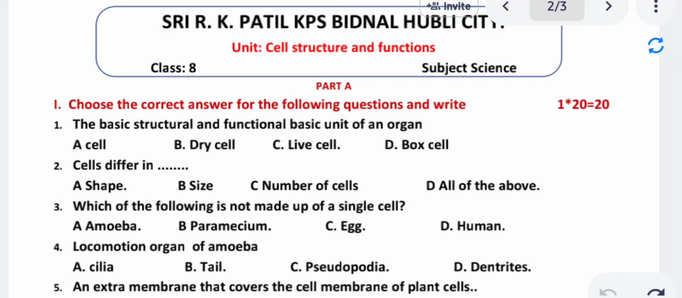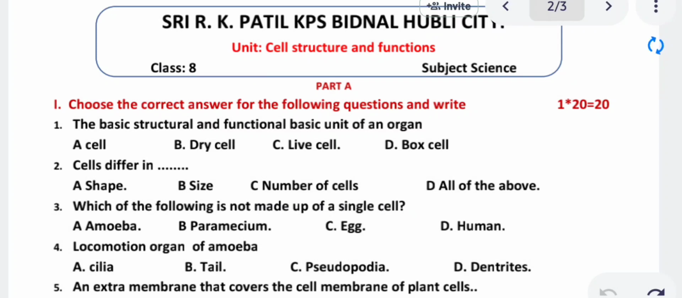Hello children, today we will discuss the unit cell structure and function for your examination. Class 8 subject science. Part A is having 20 multiple choice questions. Part B is descriptive. In that 5 2-marks questions are there, 2 3-marks questions are there, and 1 4-marks question is there. Totally 40 marks question paper will be for you.